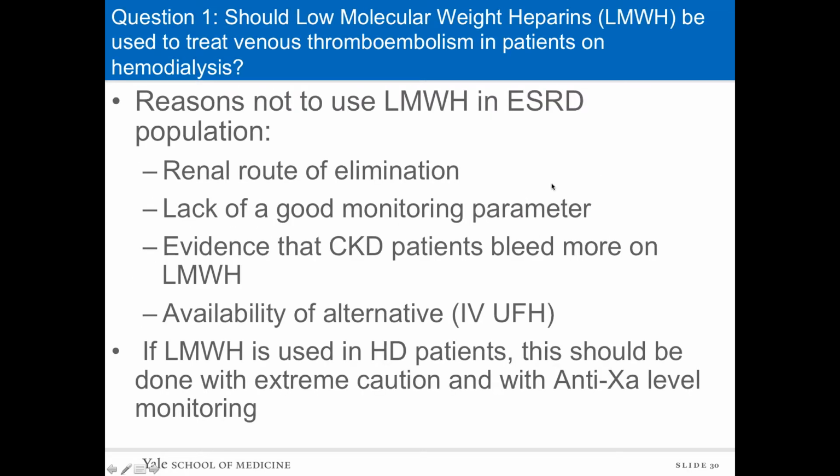And question 1, should low molecular weight heparins be used to treat venous thromboembolism in patients on hemodialysis? I would say no. The reasons not to use low molecular weight heparins in ESRD are the renal route of elimination, lack of good monitoring parameter, evidence that chronic kidney disease and ESRD patients bleed more on low molecular weight heparin, and the availability of a good alternative, which is unfractionated heparin. If, however, low molecular weight heparins are used in hemodialysis patients, this should be done with anti-10A level monitoring and with extreme caution.